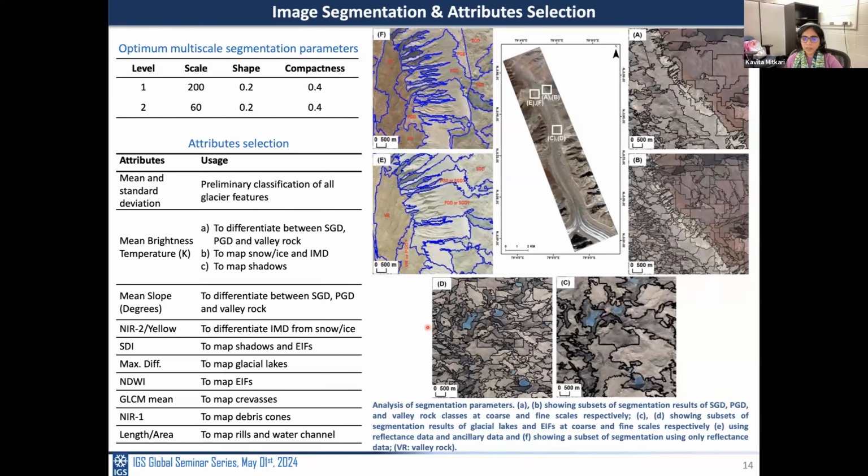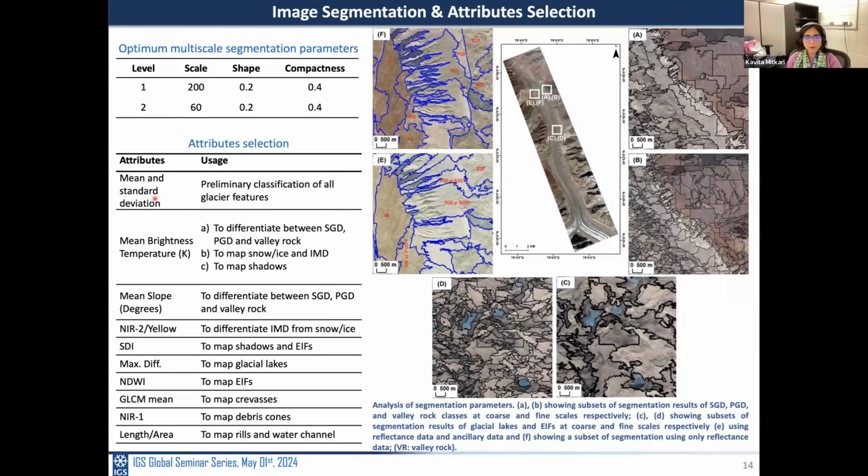As can be seen from this subset D, this shows the glacial lakes. At scale 60, the lakes can be extracted optimally, but this is not the case with the coarser scale at 200. So this is about the segmentation, and I have evaluated different attributes to extract the different glacier features.